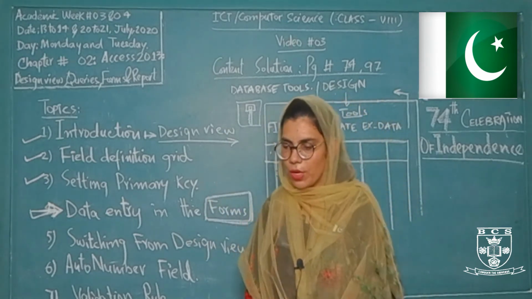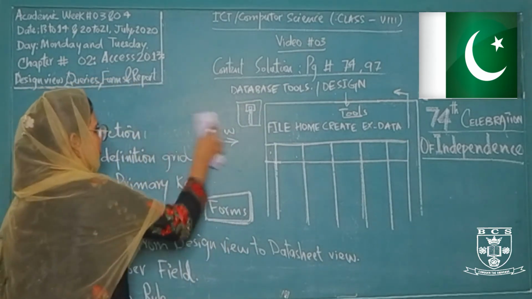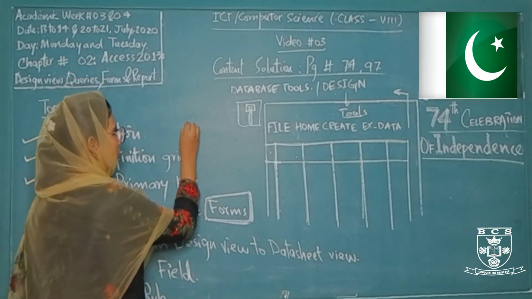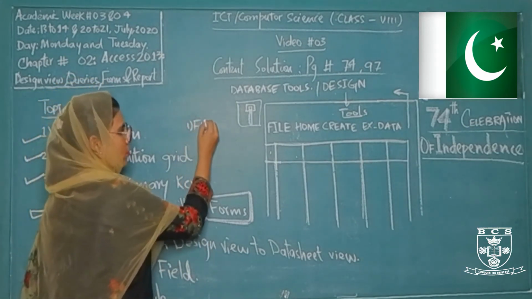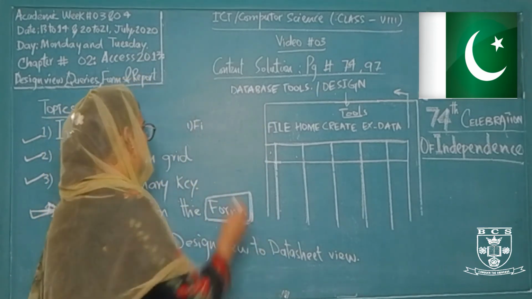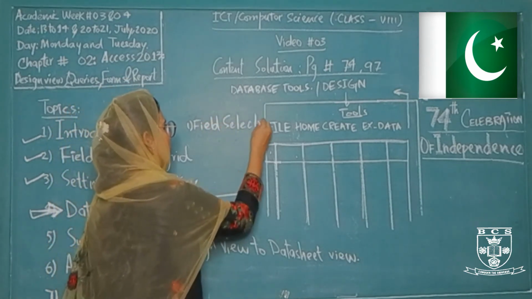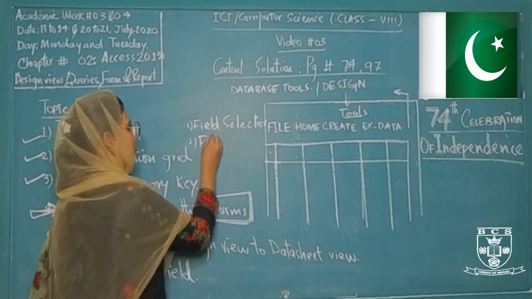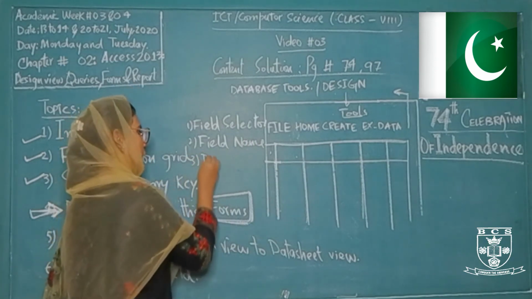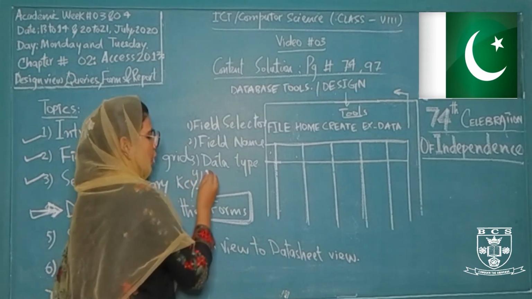It has 4 different parts. Field definition grid has 4 different parts. Number 1, field selector. Number 2, field name. Number 3, data type. And number 4 is description. Again, an optional part.